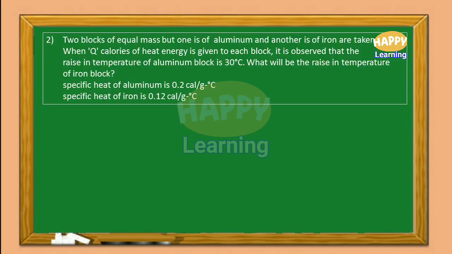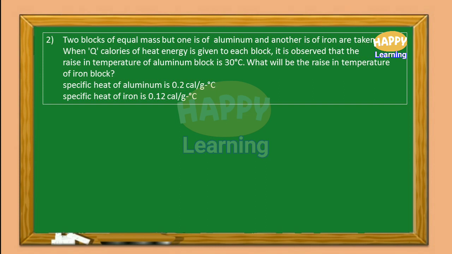Problem number 2. Two blocks of equal mass, but one is of aluminum and another is of iron, are taken. When Q calories of heat energy is given to each block, it is observed that the rise in temperature of aluminum block is 30 degrees Celsius. Then what will be the rise in temperature of iron block? Given specific heat of aluminum is 0.2 calorie per gram per degree Celsius and specific heat of iron is 0.12 calorie per gram per degree Celsius.